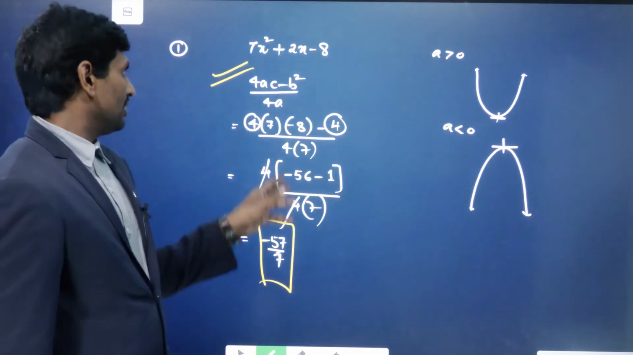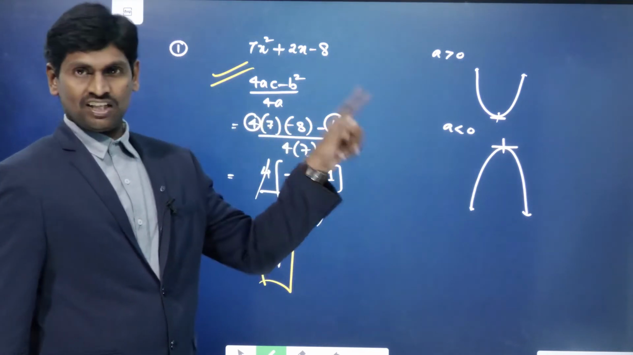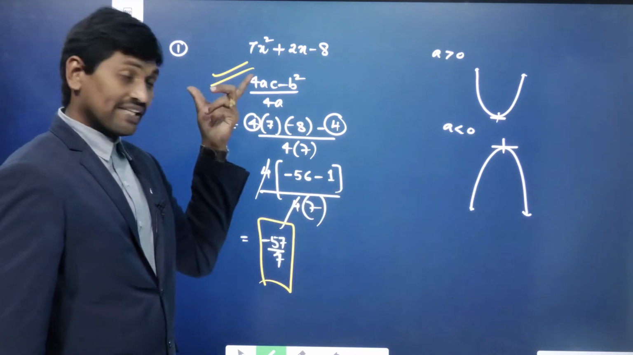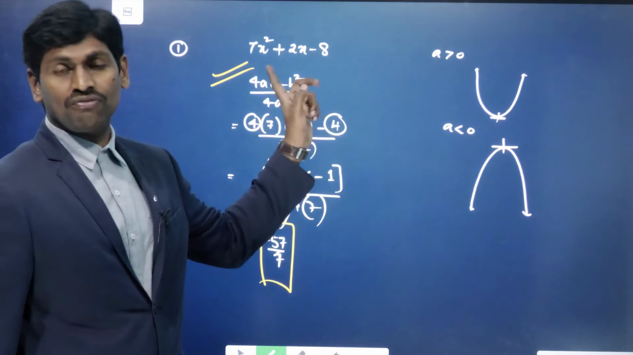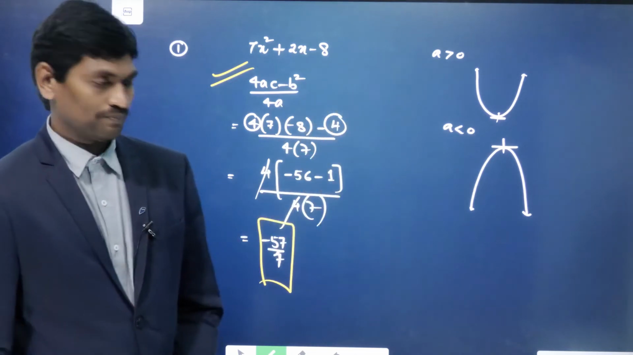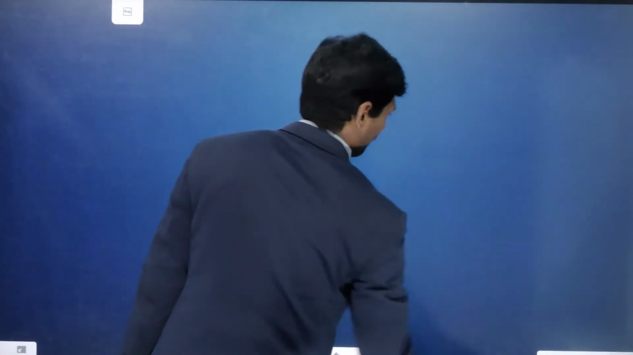If you want to find the maxima also, we have to use the same formula, but when the maxima forms, the x square coefficient must be less than 0. Okay, let us go to the next question.